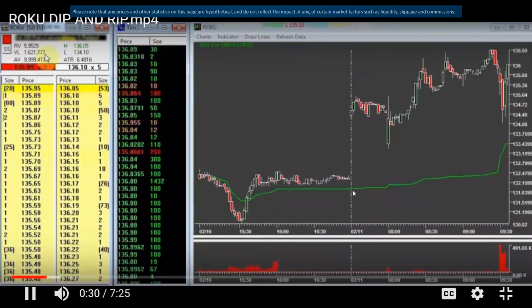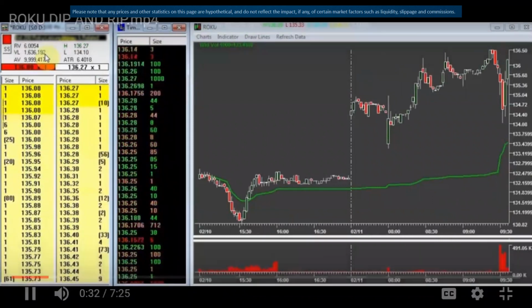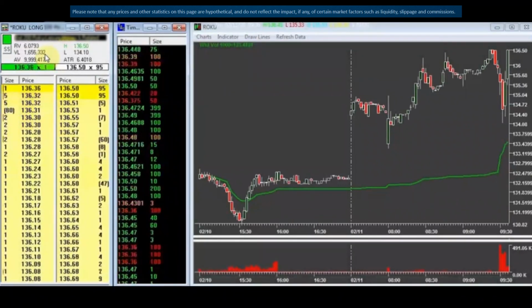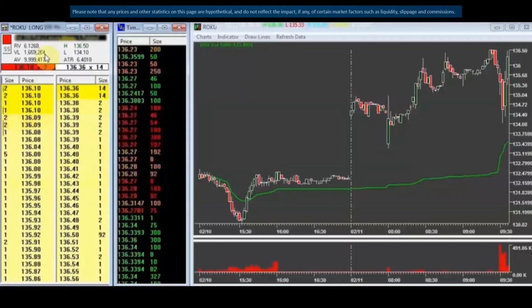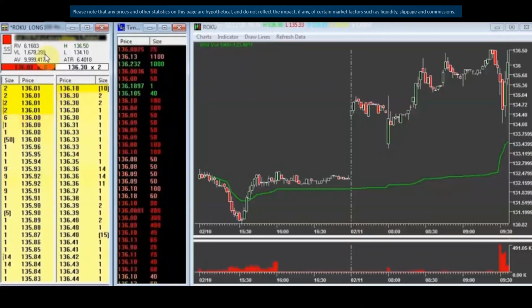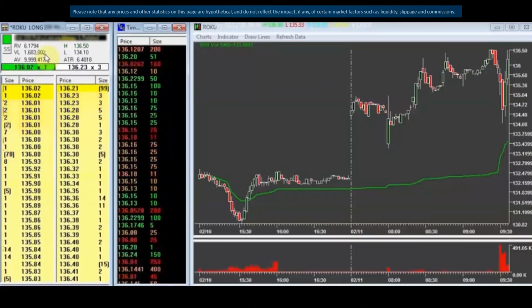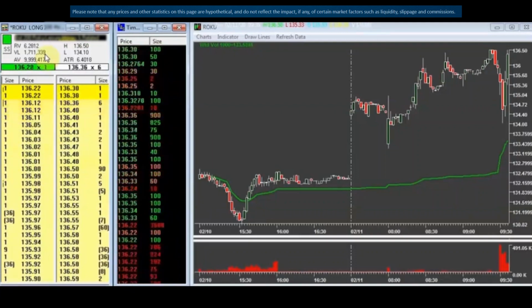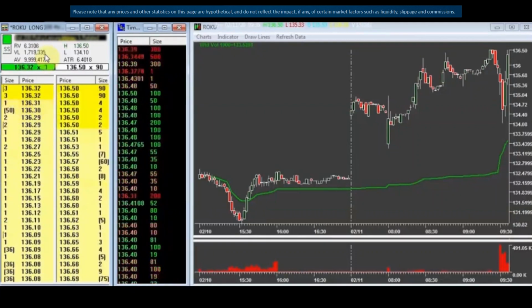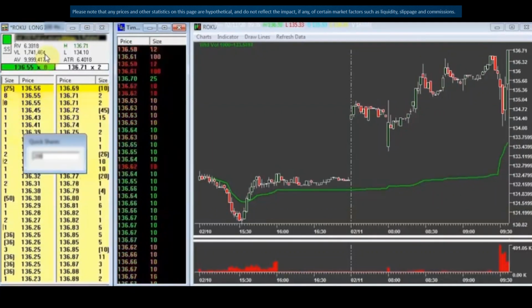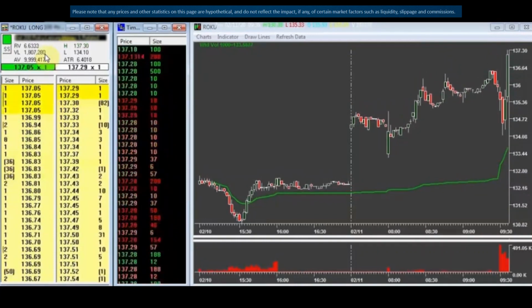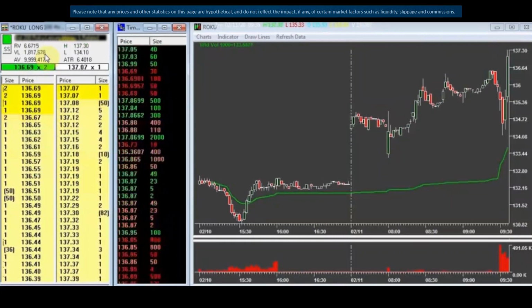So right away, ROKU's already done the dip. It's gotten back above 136. And right away, I'm seeing it come in. The pre-market high is 136.50. I'm already in before then. It's really fast. As soon as it breaks above 136.50, you know, this trade's working and I'm in the money. I don't really have to worry about anything. Breaks 50 cents, not really any size there. Already 60, 70 cents in the money.